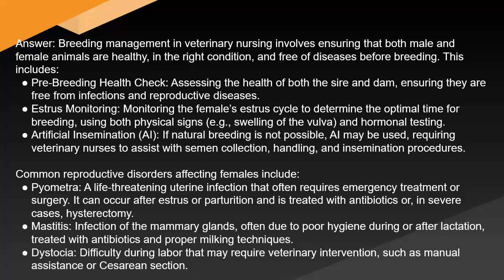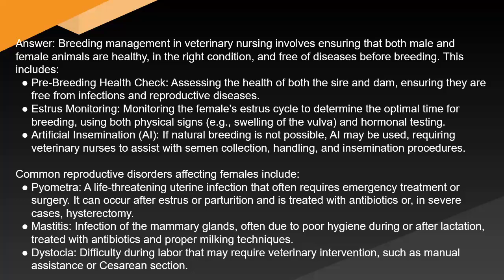This includes pre-breeding health checks, assessing the health of both the sire and dam, ensuring they are free from infections and reproductive diseases. Estrus monitoring: monitoring the female's estrus cycle to determine the optimal time for breeding using both physical signs, e.g. swelling of the vulva, and hormonal testing. Artificial insemination (AI): if natural breeding is not possible, AI may be used, requiring veterinary nurses to assist with semen collection, handling, and insemination procedures.